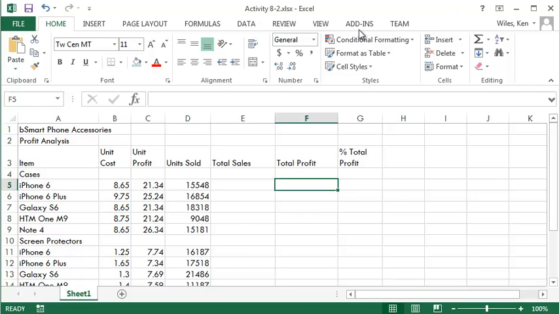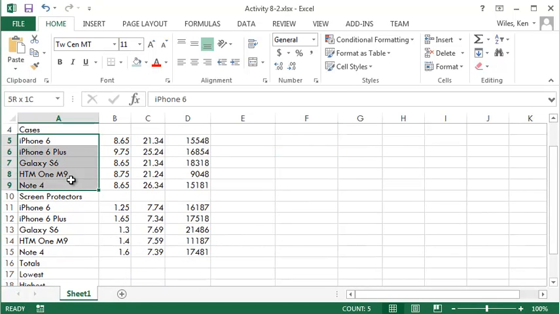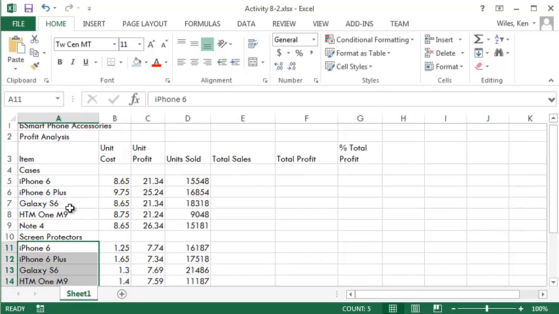In Activity 8.2, you're going to create a spreadsheet that is similar to what you created in Activity 8.1. Here we are creating a spreadsheet for a company named Be Smart Phone Accessories, and they obviously sell phone accessories, phone cases. So here are their cases, and then here are their screen protectors. So they have two different products.